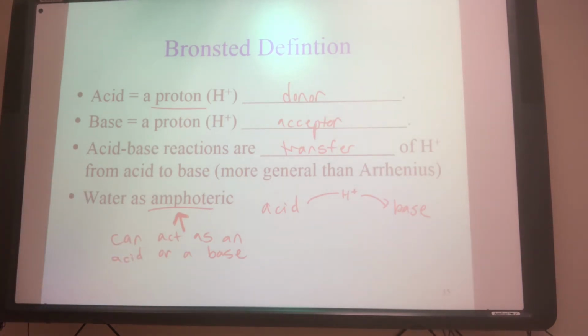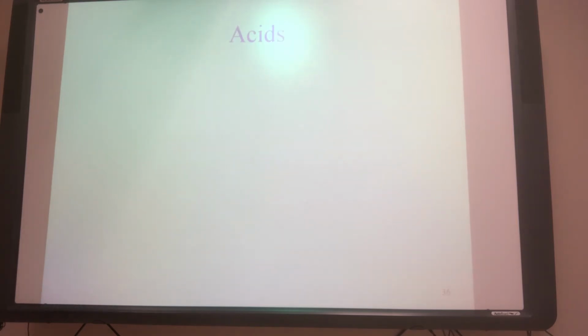All right, so now let's get a little bit deeper into our acids and our bases. How can we really know what's an acid, what's a base? Let's talk about some properties. So we said acids are molecular compounds that form H+ when dissolved in water. That's how we defined an acid in a more specific way.